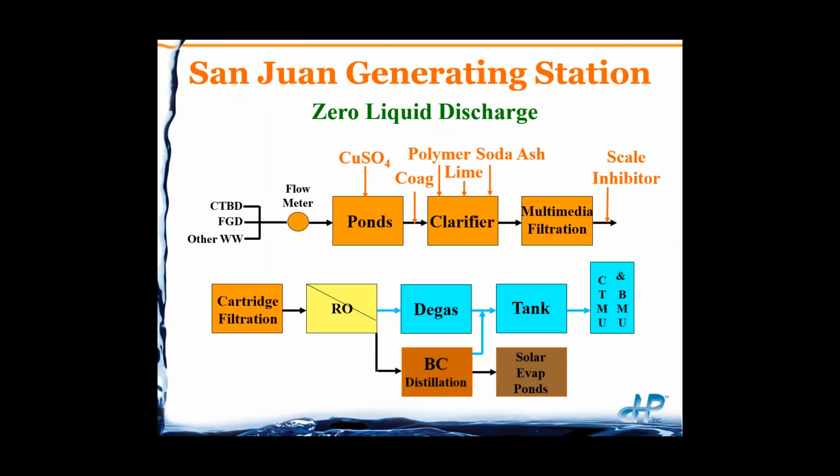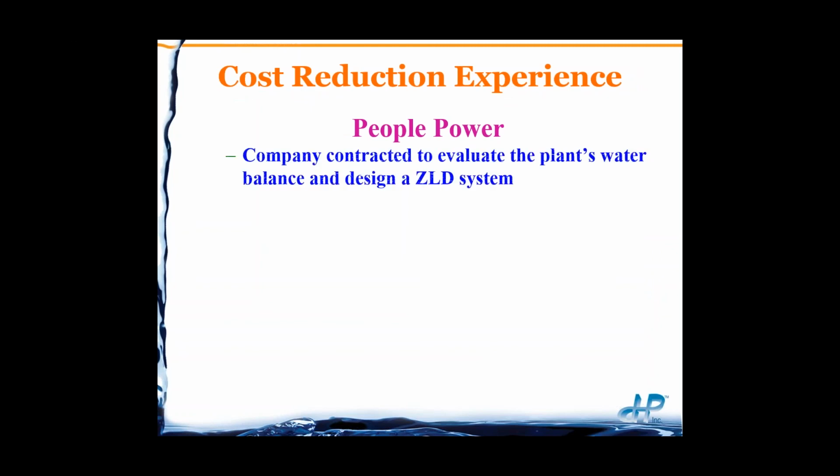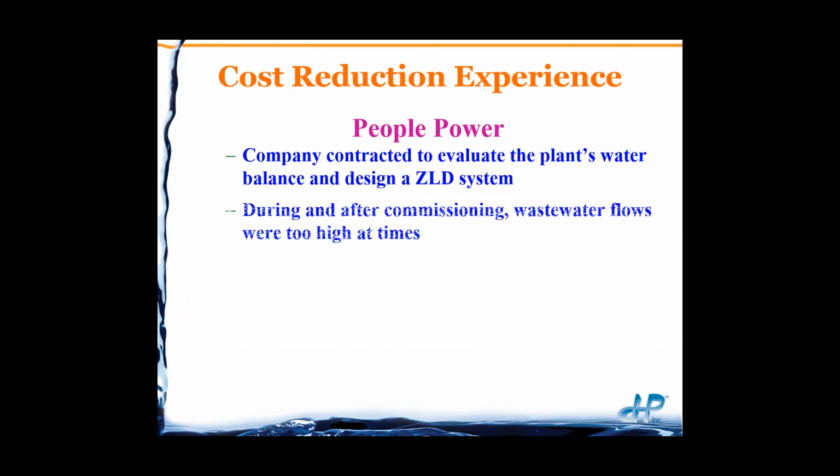One other thing is that flow meter right at the front. We're going to talk about that in a second. And when we're talking about construction, one of the most important things is people. I learned that as the manager of that plant, that the power generation company contracted to evaluate the water balance of the power plant: know where all the water went, how much water, what was the chemistry of it, and then design a zero liquid discharge system. Again, costs a lot of money.